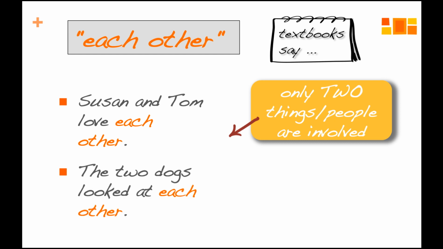The two dogs looked at each other. One is looking at the other and the other is looking back. Two animals involved, use each other. Or you can say the cats chased each other, which according to grammar books means that there's two cats and they're kind of running one after the other. Okay, so only two things or two people involved, use each other.